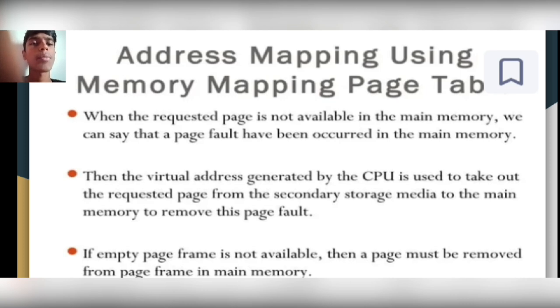Address mapping using the memory mapping page table. When the requested page is not available in the main memory, we say that a page fault has occurred. Then the virtual address generated by the CPU is used to bring the required page from the secondary storage media to the main memory to remove this page fault. If an empty page frame is not available, then a page must be removed from the page frames in the main memory.